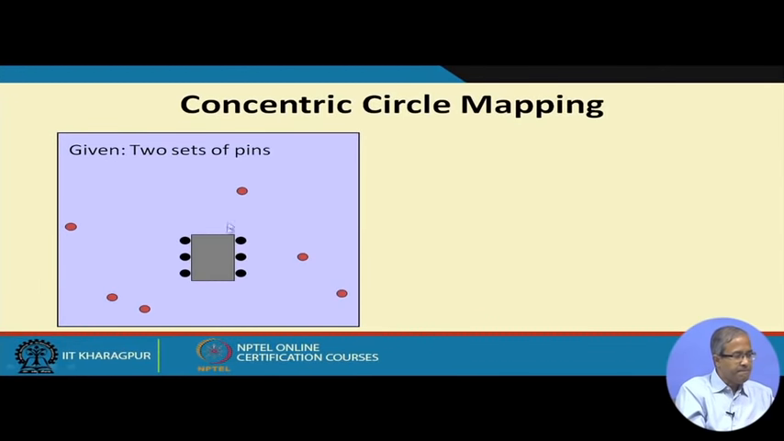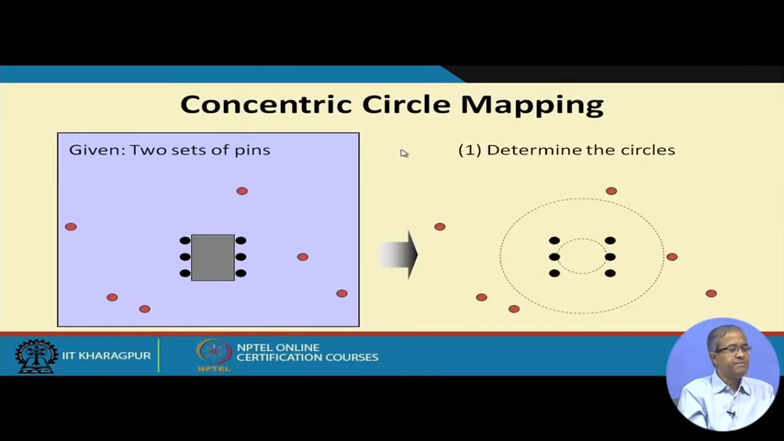So, you see this is my block whose 6 pins, whose ordering I can change, I can rotate their order. This pin I can bring here, this I can bring here, this I can bring here and so on. But these external points which are shown as red have to be connected to these pins. Okay, they are already fixed, I cannot change this 6, right. So, let us see what this concentric circle mapping talks about.